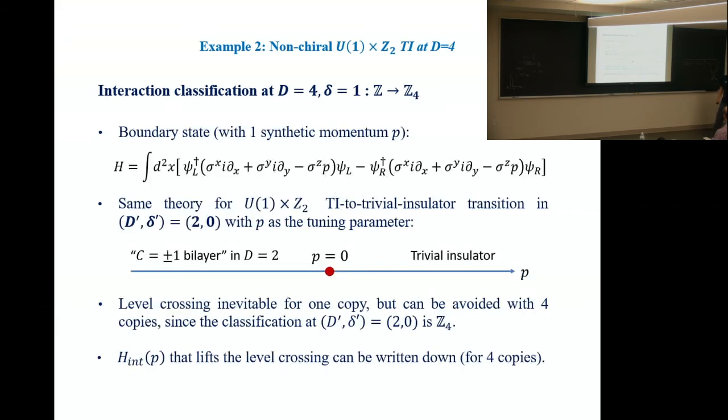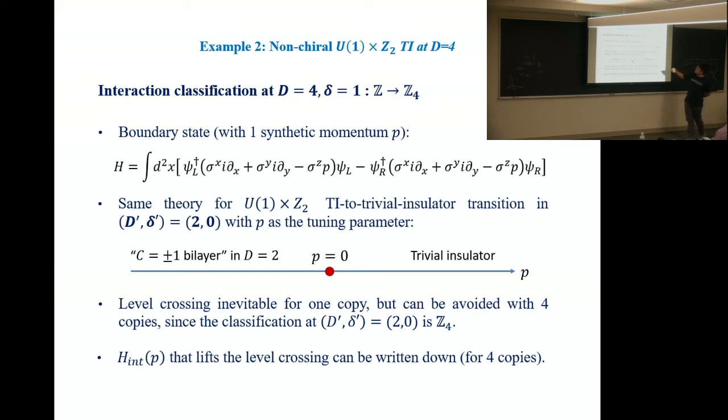Okay, so what about when delta equals 1? Let's say one of the directions is going to be a synthetic dimension. So now we are dealing with this problem. This is still the boundary state. The boundary state still mimics the previous boundary state. The only difference will be that one of the momenta, along the z direction, will be the tuning parameter p.